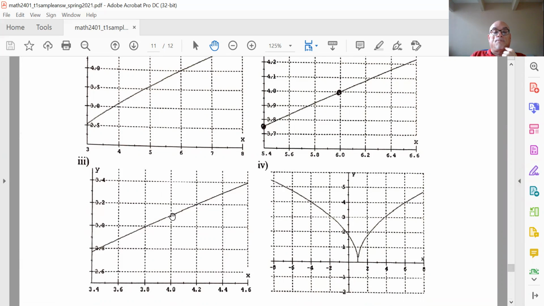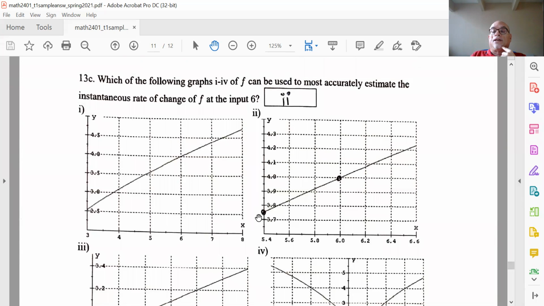It might help us compute the rate of change at 4, or the rate of change at some x value from 3.4 to 4.6, but it's not going to help us compute f prime of 6. 4 is obviously not the right answer, because that's the original graph, so that's not helpful. So the answer here is 2. Notice this does look like a straight line now, so we have zoomed in close enough that the curve looks like a straight line, and we have zoomed in on the input 6. So we could use this enlarged graph to help us estimate f prime of 6.